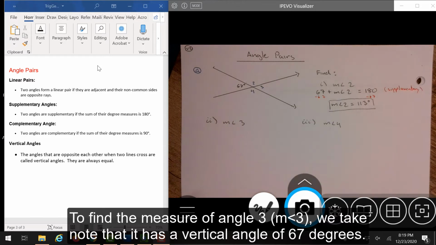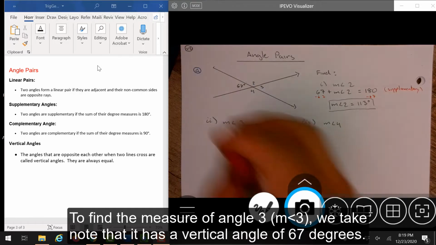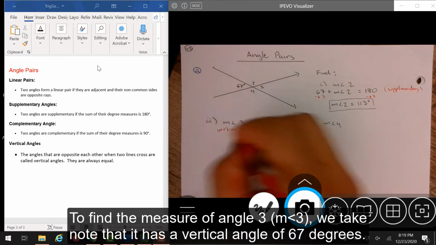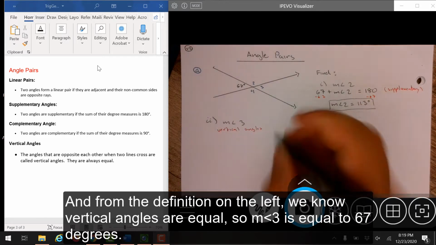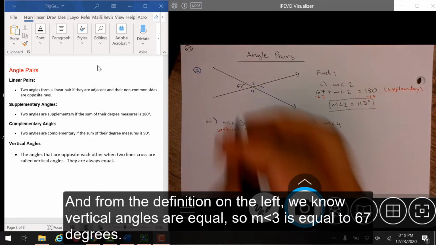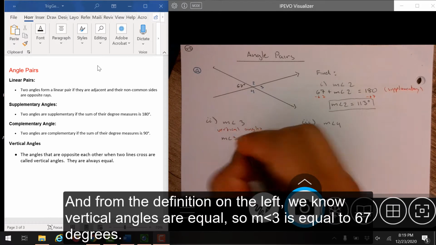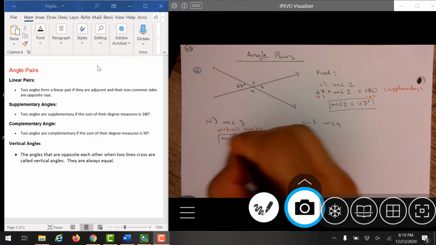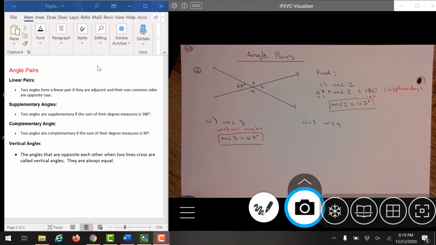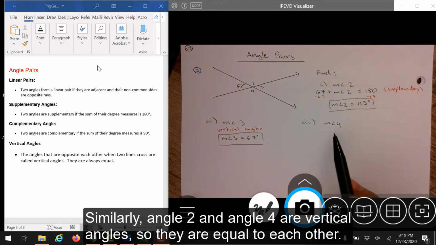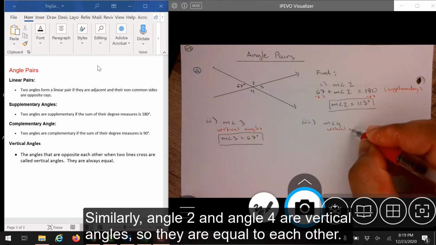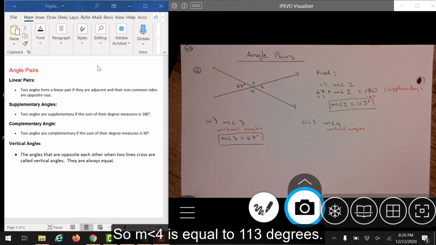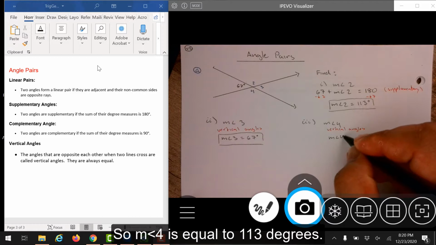To find the measure of angle 3, we take note that it has a vertical angle of 67 degrees. And from the definition on the left, we know vertical angles are equal. So measure of angle 3 is equal to 67 degrees. Similarly, angle 2 and angle 4 are vertical angles, so they are equal to each other. So measure of angle 4 is equal to 113 degrees.